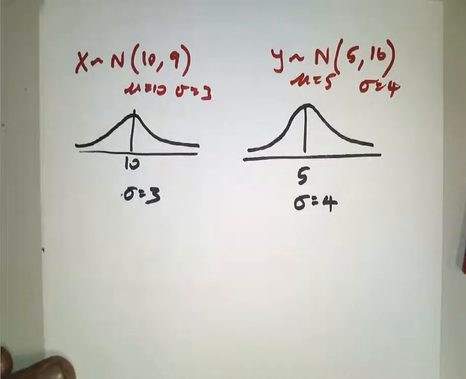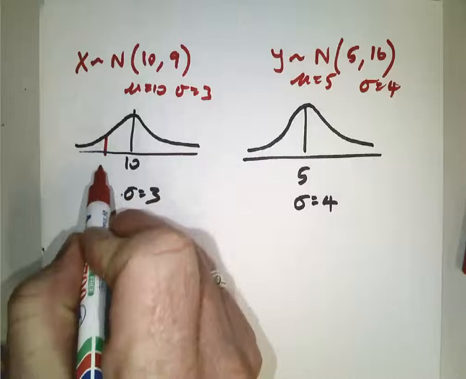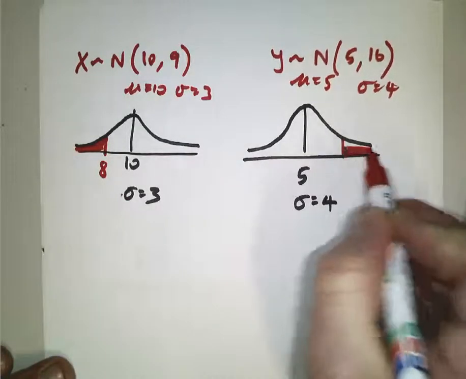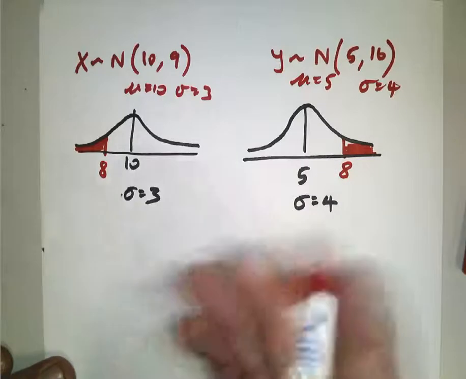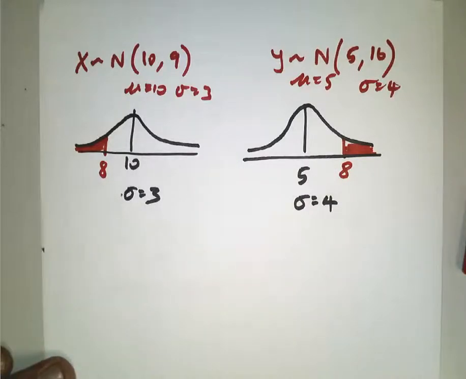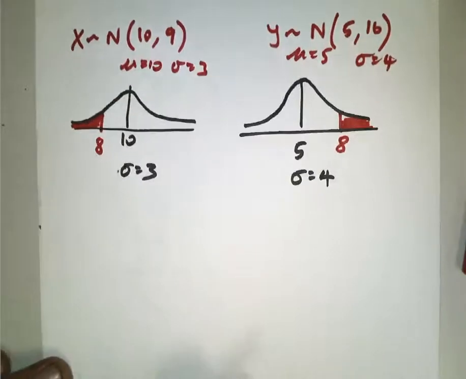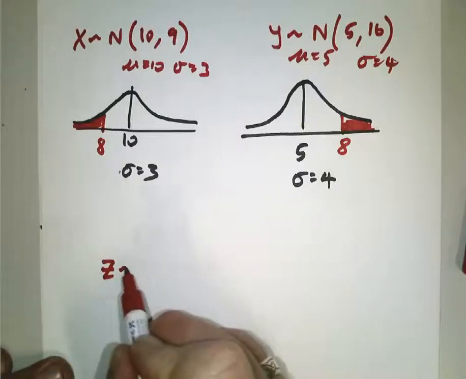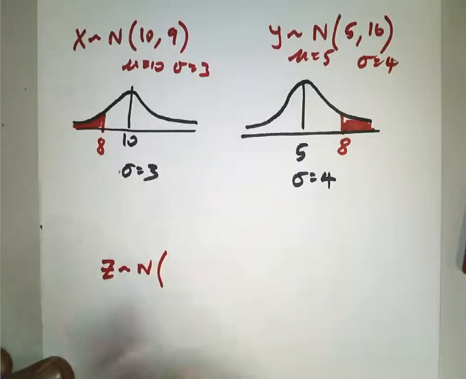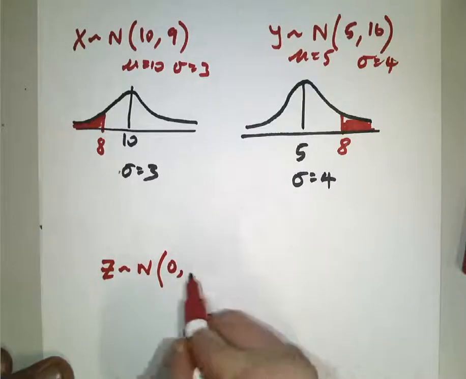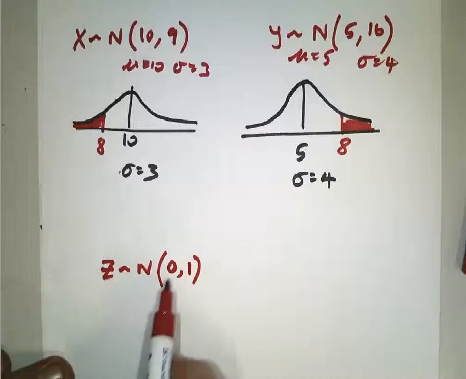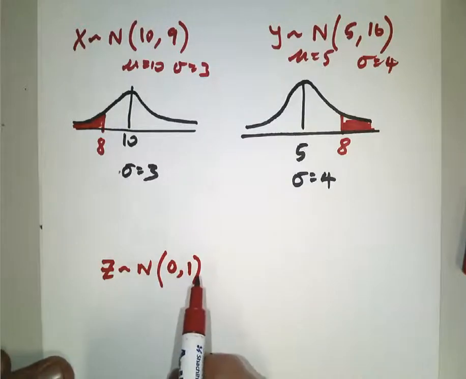It's very hard to know whether X being less than 8, how that compares to Y being greater than 8, because the distributions are centered at different numbers and they have different spreads, or different variance. So what I do is I convert it to Z, where Z is normally distributed and it has a mean of 0 and a variance of 1. So Z distributions have always got a mean of 0 and a variance of 1.